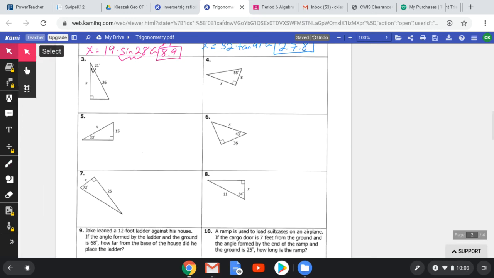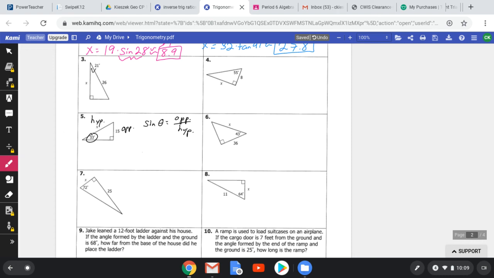So number 5, we're going to do the same thing. What's the relationship between the angle and the sides given? So in this case here, x is the hypotenuse, 15 is opposite. So you would say to yourself, what trig function deals with opposite and hypotenuse? Again, that's like number 1, it's sine. Sine theta equals opposite over hypotenuse.